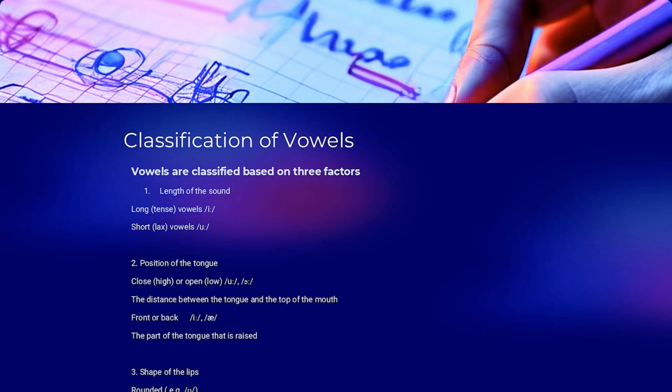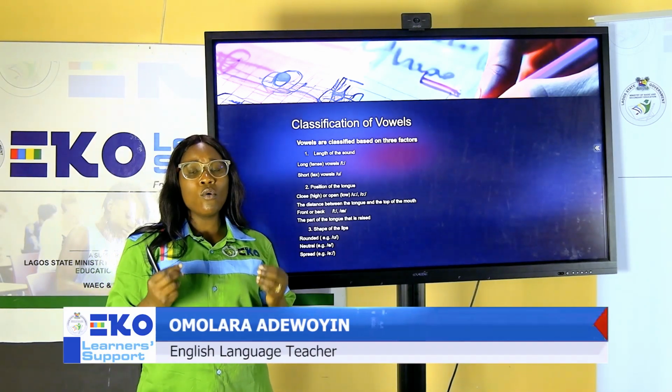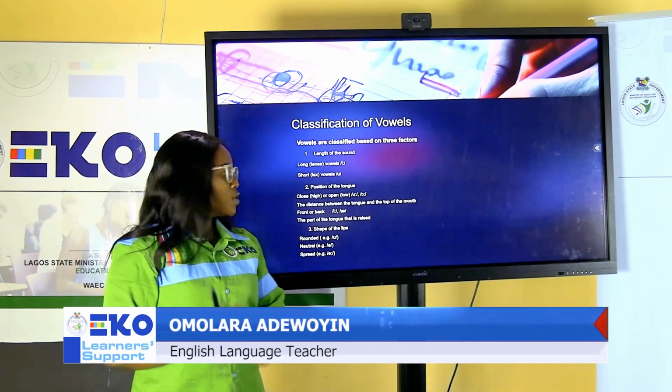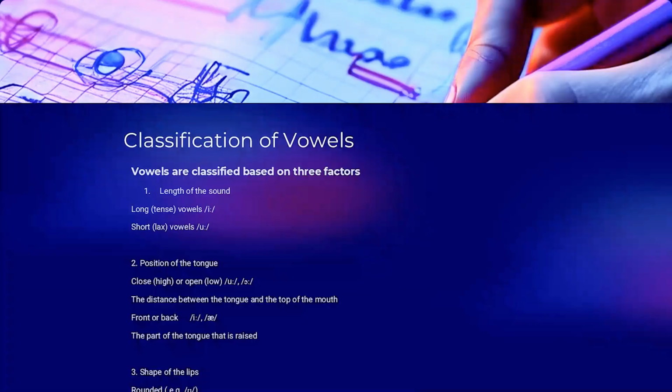Let's move on. The position of the tongue is another way to classify or characterize our vowels. We have the close or open. For the close sound, we have oo. You can see that in the articulation of the sound oo, my mouth is closed. Now, if I'm to look at the open position, I have oh. My mouth is more open in O than in the pronunciation of the sound oo.